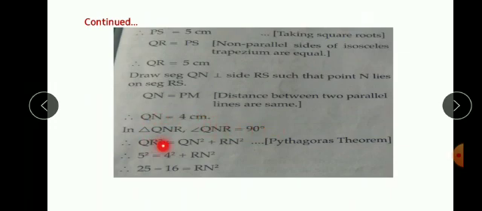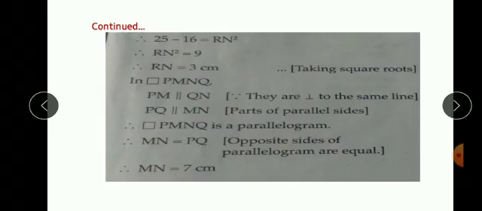QNR angle is 90 degrees. So by Pythagoras theorem, QR square is equal to what? QN square plus RN square. So substitute the value of QR and QN. QR is 5, so 5 square. QN is 4, so 4 square. 5 square is equal to 4 square plus RN square. In this way, 25 minus 16. 5 square is 25 and minus 4 square, so it is minus 16 is equal to RN square. So 25 minus 16 is RN square.